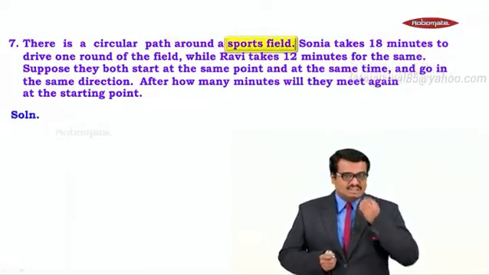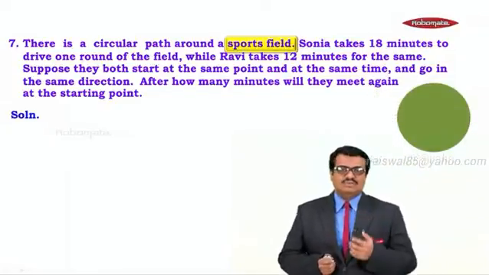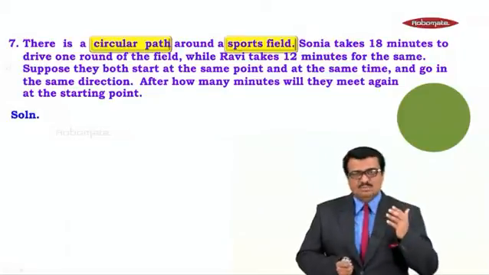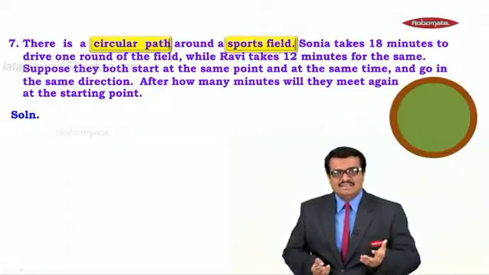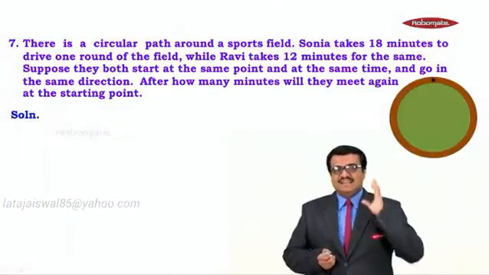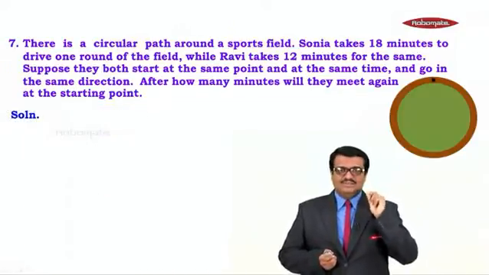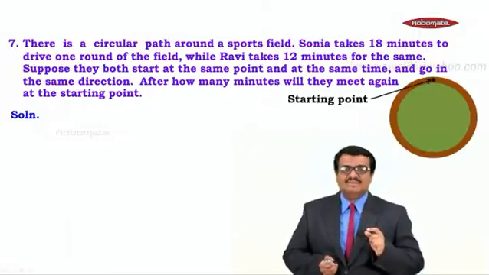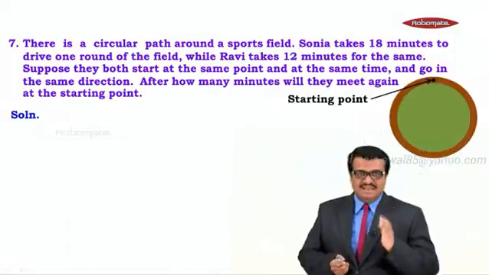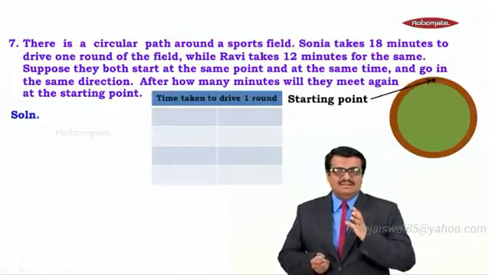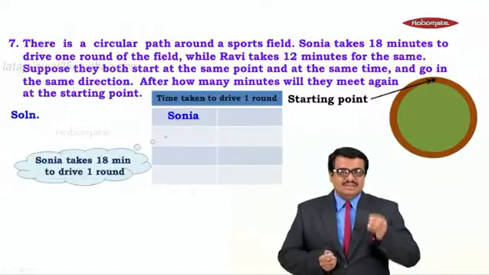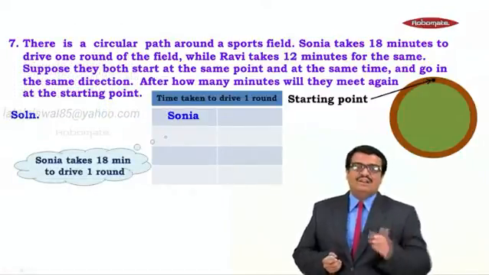Now, sports field. So let us take a sports field, and there is a circular path around this sports field, like a jogging track. Suppose this is a circular path, and this is a starting point. The black spot what you see, that is the starting point. Both of them start from here only, and both of them are going in the same direction. Time taken to drive 1 round: Sonia takes 18 minutes to drive 1 round.